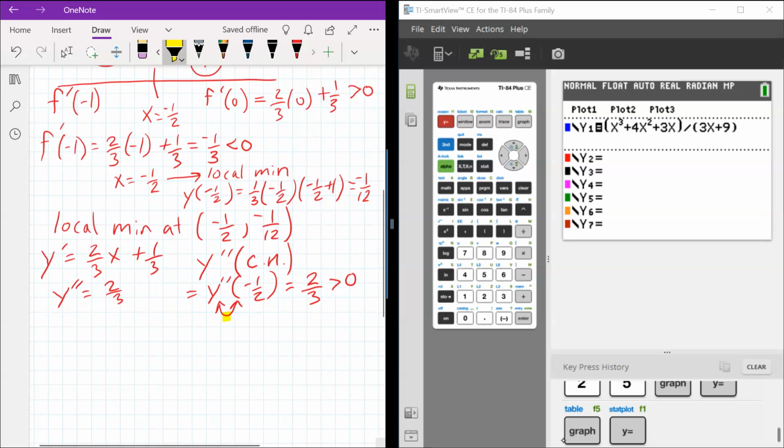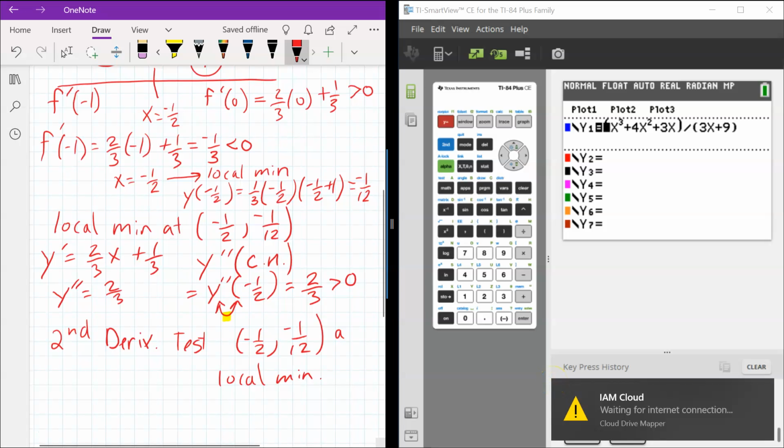So with the second derivative test, it's much quicker because the second derivative is easy to compute, and the second derivative evaluated at the critical number is positive. So therefore, by the second derivative test, -1/2, -1/12 is a local min.